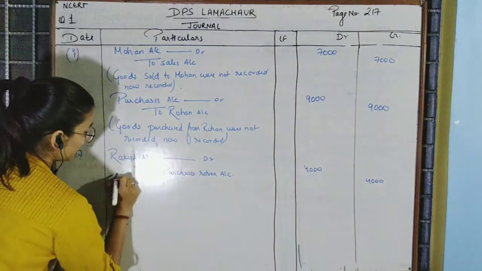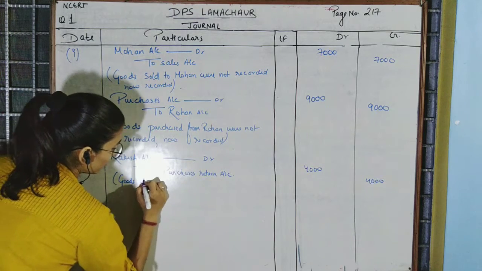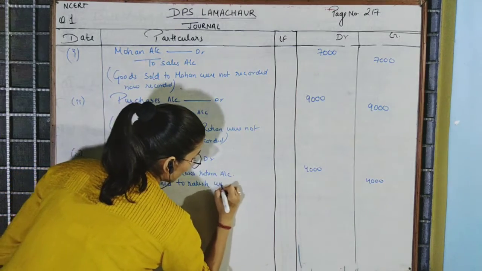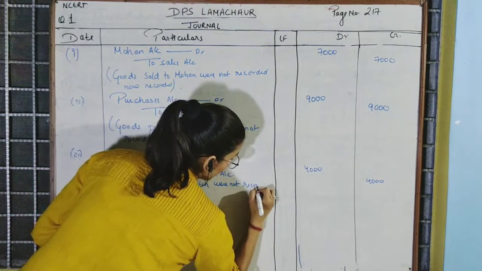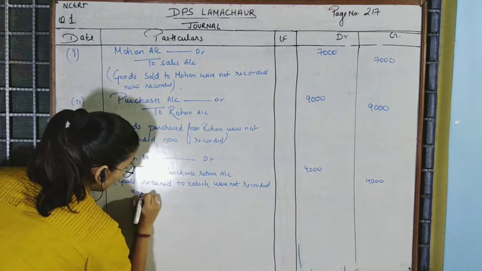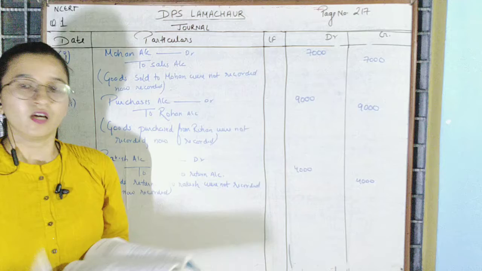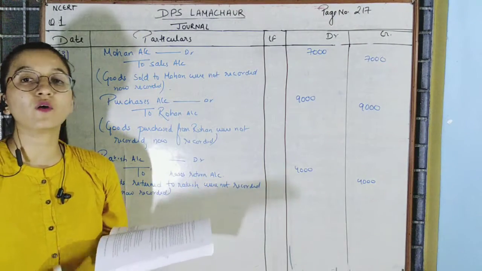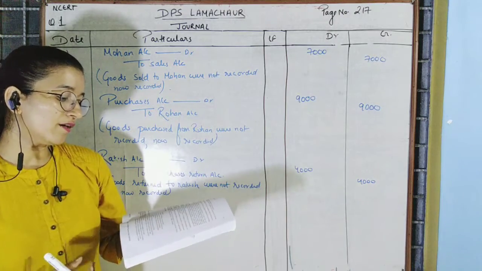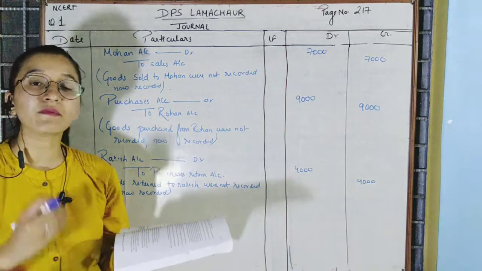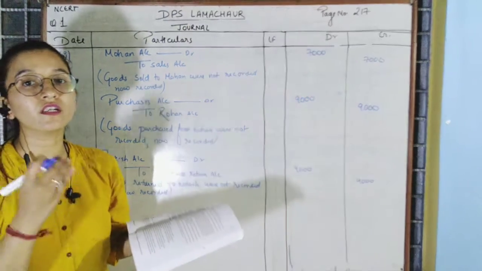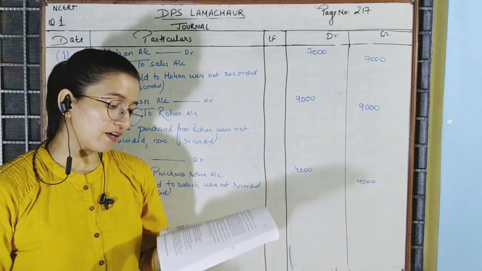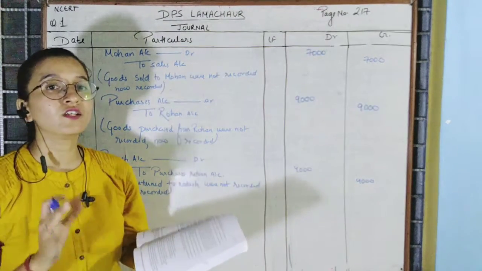Narration for this entry will be goods returned to Rakesh were not recorded, now recorded. Now the last transaction is goods returned from Mahesh rupees 1,000 were not recorded. So here goods have been returned from Mahesh, that means we have sold goods to Mahesh, now he is returning the goods to us. So it will be treated as sales return. So to rectify this error, we will record this transaction in journal.